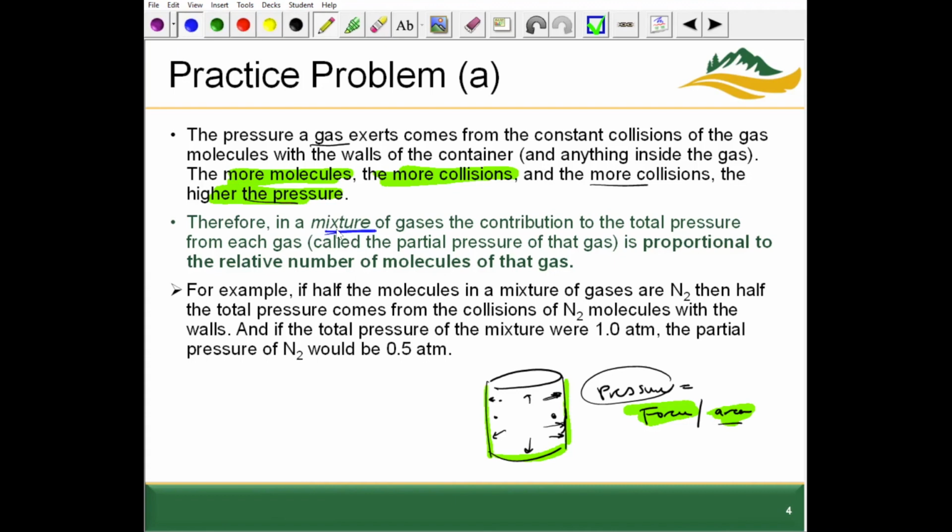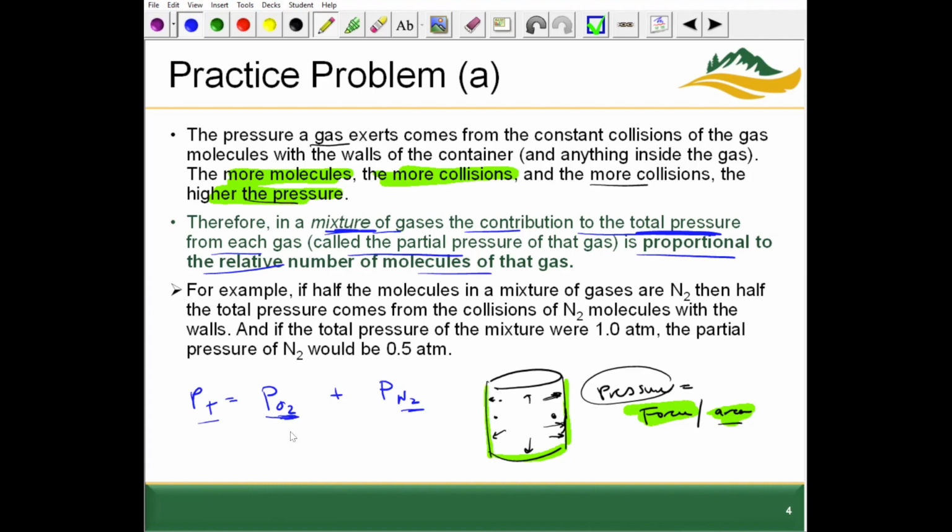In a mixture of gases composed of gas A and B, in our case nitrogen gas and oxygen gas, the contribution to the total pressure from each gas, called the partial pressure of that gas, is proportional to the relative number of molecules of that gas. So the total pressure is going to equal the pressure that results from our oxygen gas molecules plus the pressure that results from our nitrogen gas molecules.